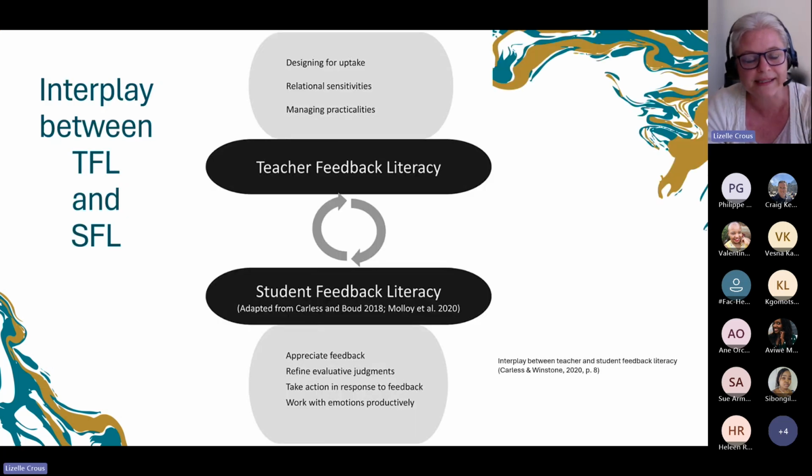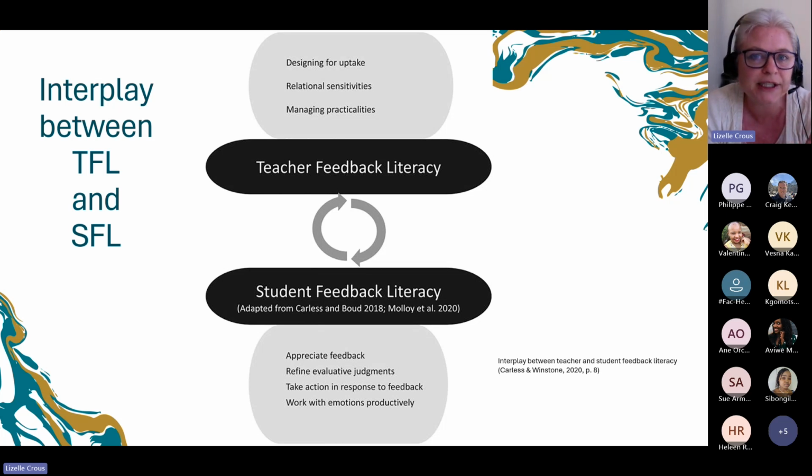And there's a very nice process or a framework which was developed by Carless and Winstone in 2020, where they are showing the teacher feedback literacy at the top, and then at the bottom, the student feedback literacy. So basically, at the top describes the 3 dimensions, what we need to do.